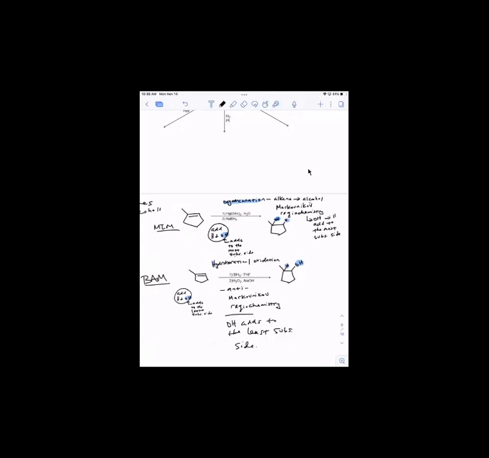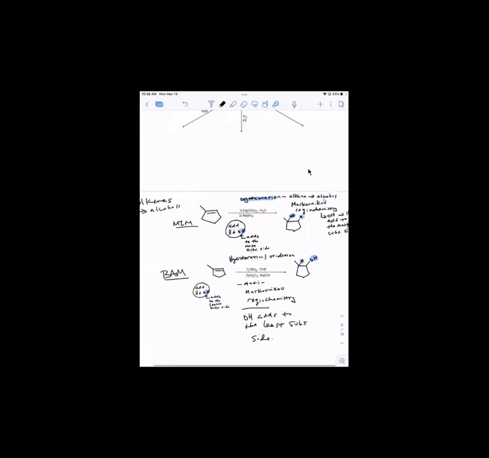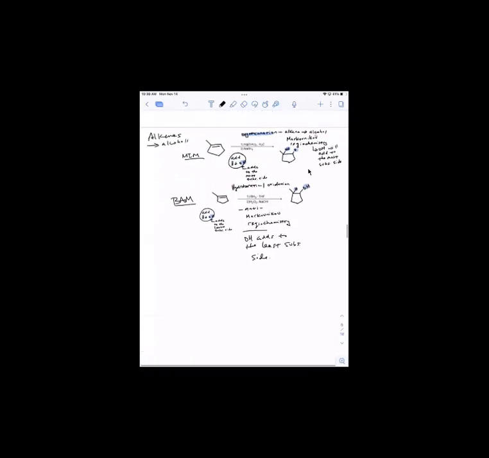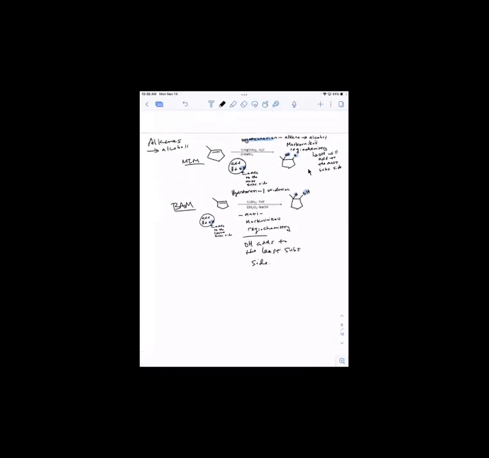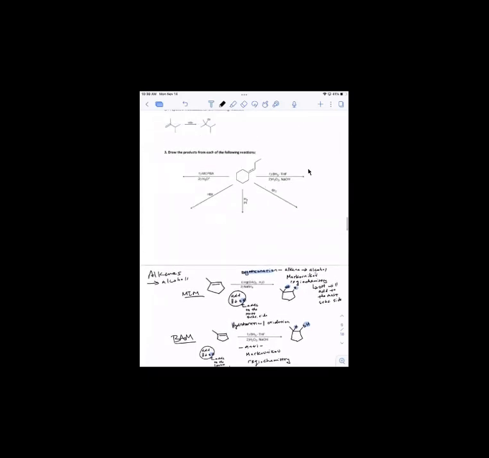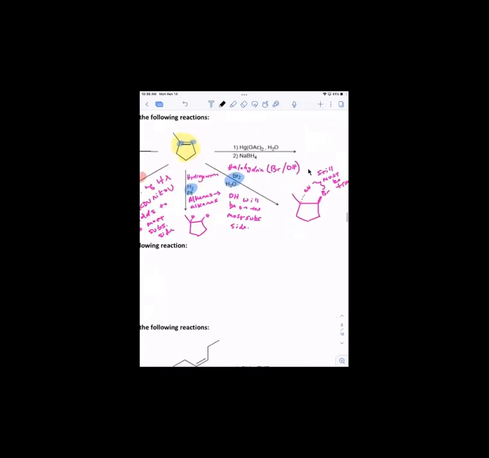Any questions about either one of those reactions? So that little mnemonic, MEM, mercury is Markovnikov, and then BAM, boron is anti-Markovnikov. So that's how you know where to put your OH and where to put your H in each reaction. And we'll talk about the mechanism for each one as well. So let's go back up to here first and finish this, and then we'll come back and talk about the mechanism.